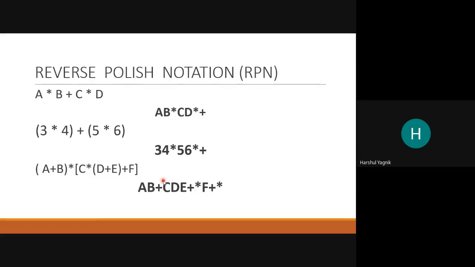With this result, the next operand is F. F is kept, and it's summation. And this whole summation is multiplied with A plus B. So last there is a multiplication. So we use this infix notation, but the machine will use reverse Polish notation.